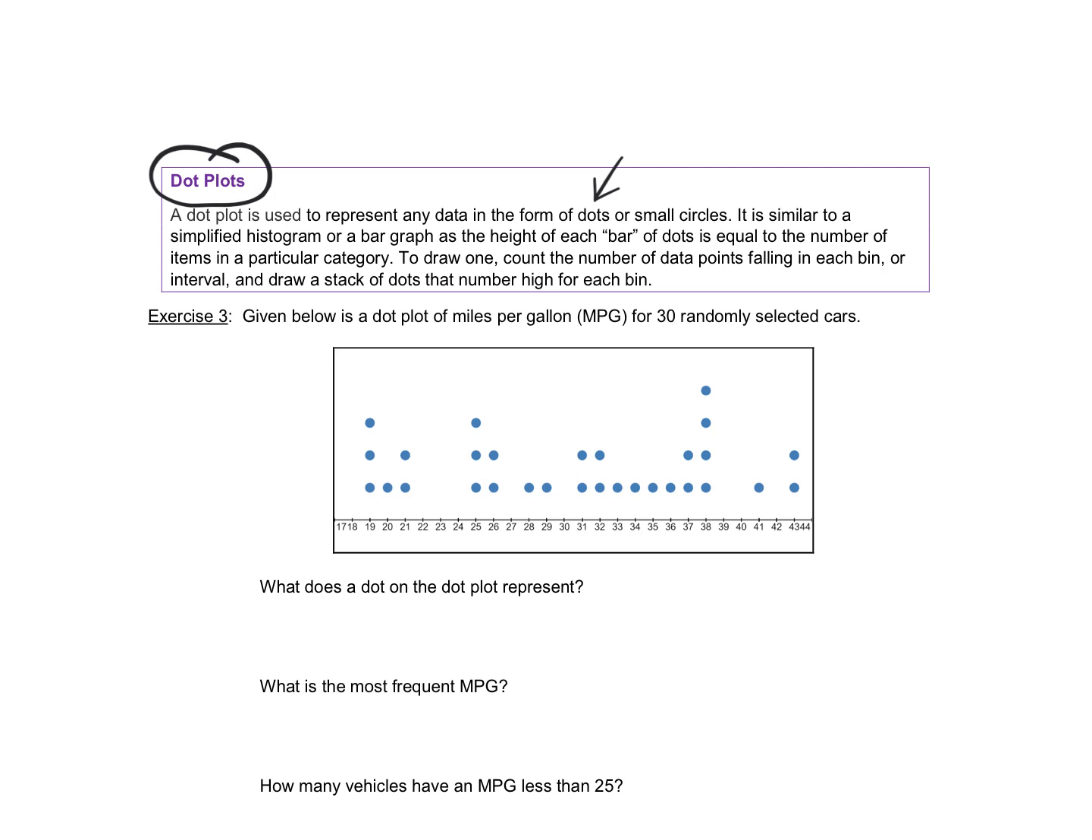So let's take a look at what's going on here. It says that this is a dot plot of the miles per gallon for 30 randomly selected cars. So each of the dots would be representing a car. I'm going to write frequency as my title for this side over here because you can see that they're kind of stacked up, kind of similar to that bar graph. So you could think about it that way. And then this is the MPG down below. So a dot represents the car.